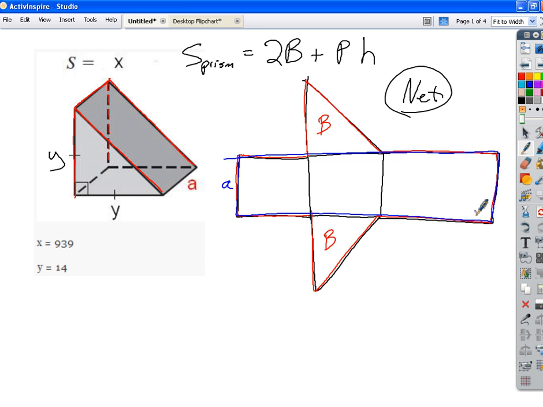What do you think? What does p stand for? What does capital P mean in that equation? The perimeter of the base. Yeah, the distance around the base. I need a new color. Let's, what are we going to do here? Green.